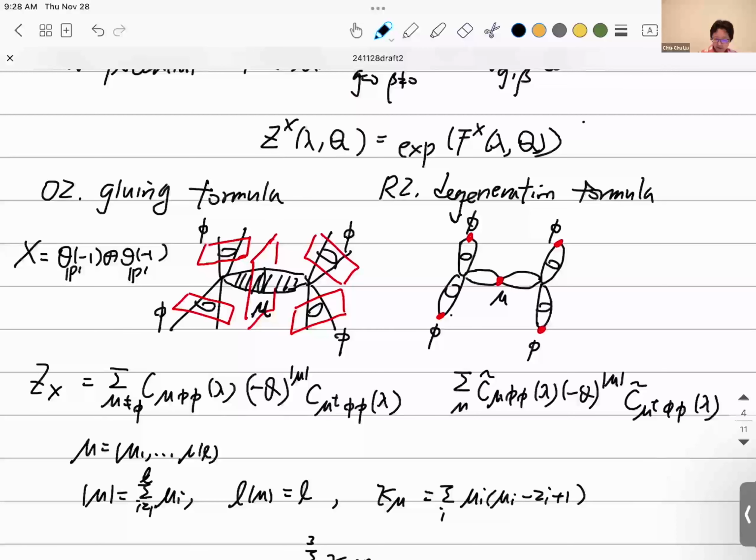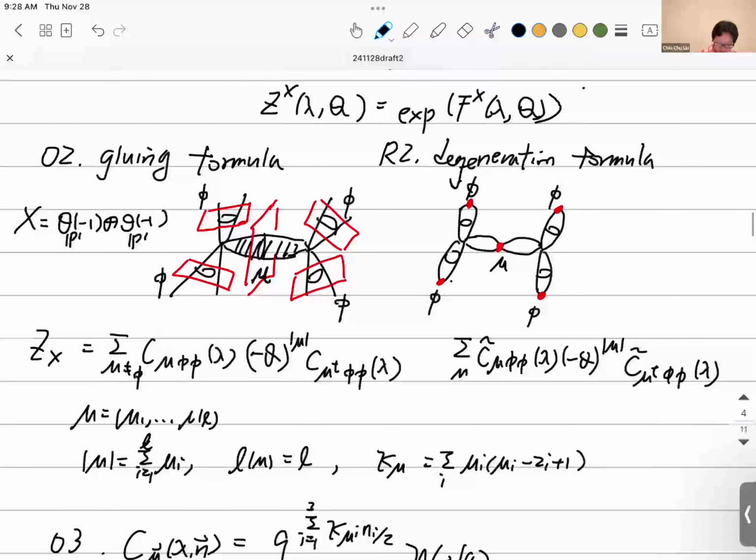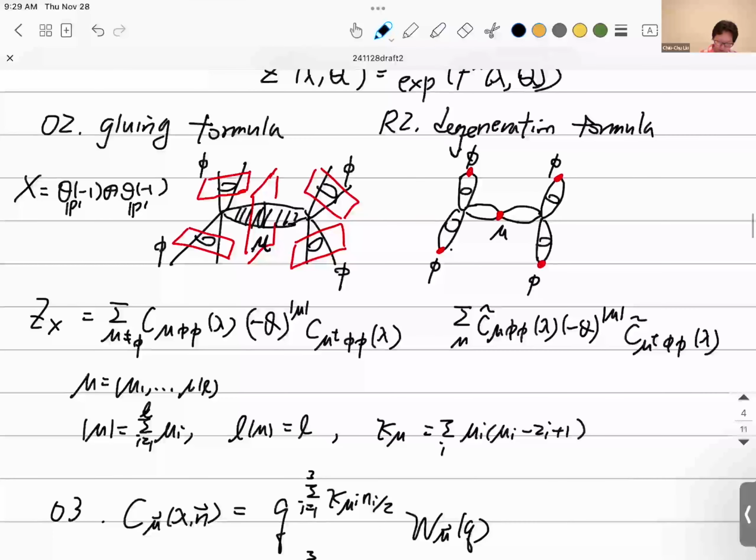And we have a similar gluing formula, actually exactly the same gluing formula, where we just replace the open Gromov-Witten invariants C by our relative Gromov-Witten invariants C tilde. So our degeneration formula matches exactly with the gluing formula.